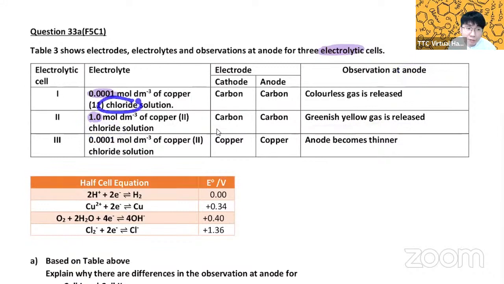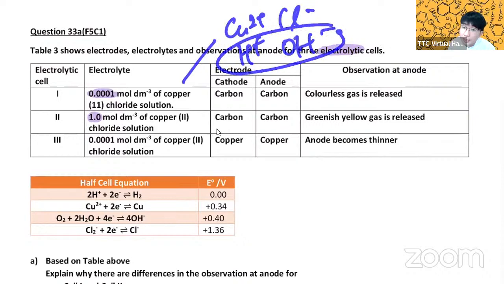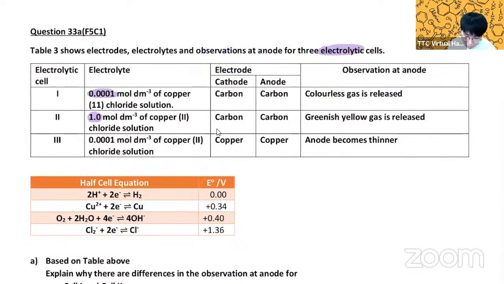But what happened at the first electrolytic cell? Your anode gives a colorless gas. You have to first remember that copper 2 chloride solution has what ions? You have Cu2 plus, Cl minus, H plus and OH minus. Where do these come from? Water, H plus and OH minus. So in this case, if it's dilute, choose the stronger agent. Because if you check carefully at the table at the bottom, according to our table, OH minus is your stronger agent compared to Cl minus. So that's why at the first electrolytic cell, you selected OH minus and it formed O2, which is your colorless gas, oxygen gas. You get it?